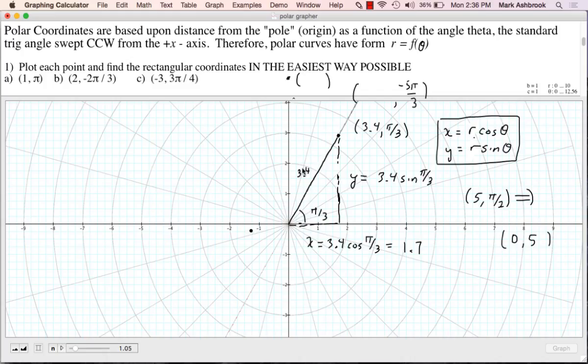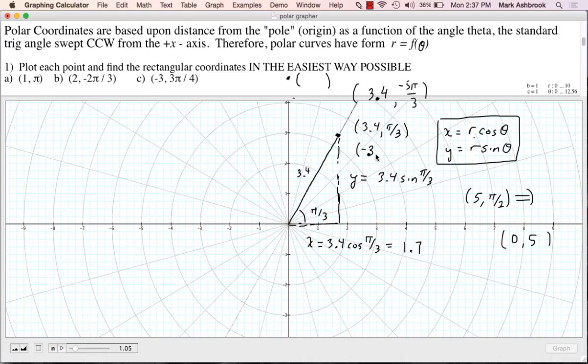So when I do negative 5 pi over 3, my terminal ray is still pointing right here. So I'm going to do positive or negative 3.4? Positive. Okay, so 3.4 comma negative 5 pi over 3 gets me that exact same point that 3.4 positive pi over 3 got. Do you see that? All right, what's another way to get this point?